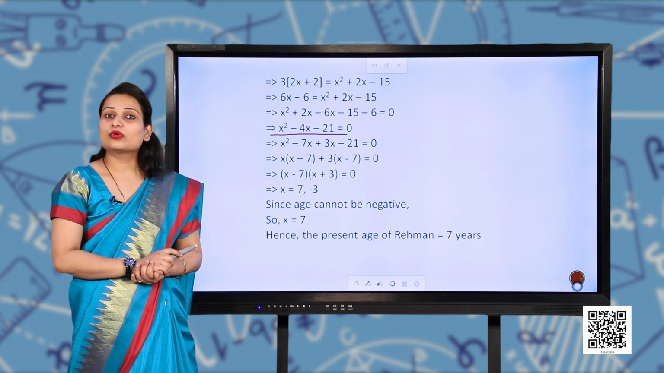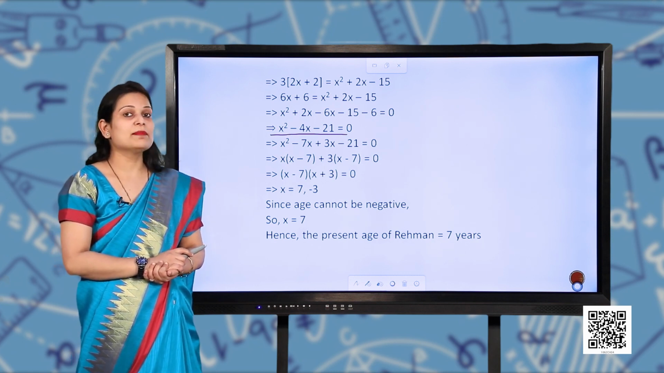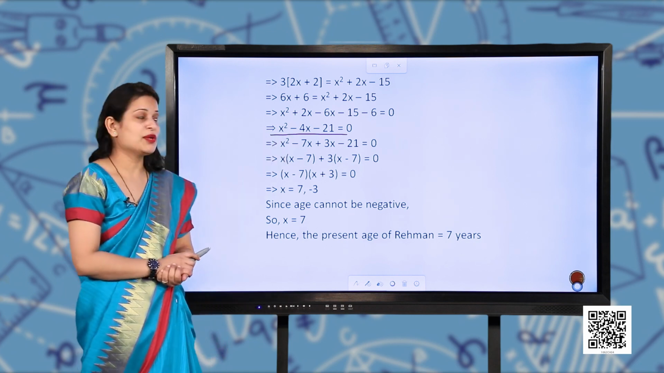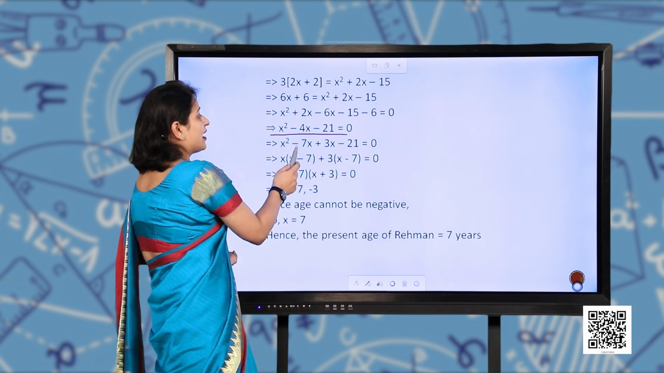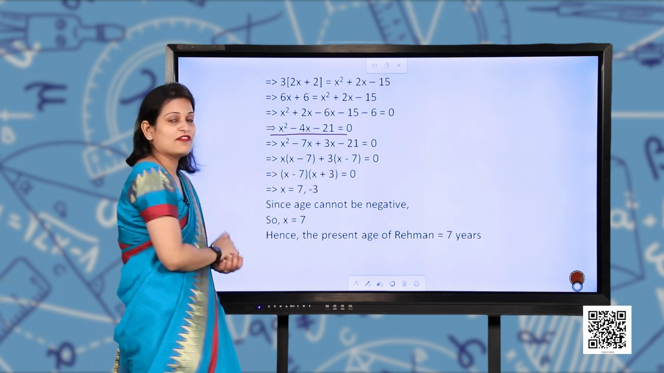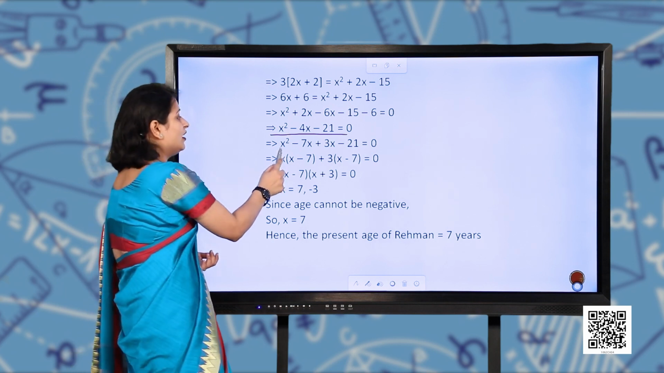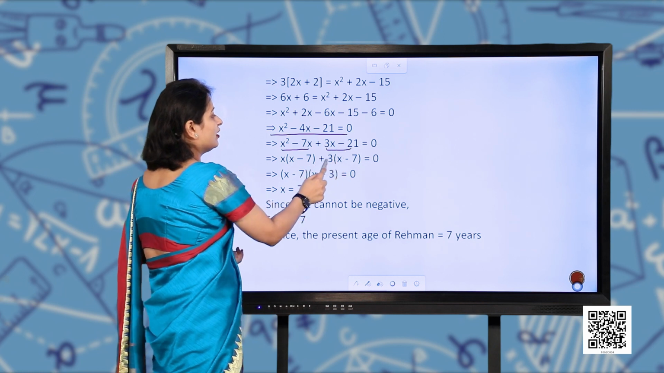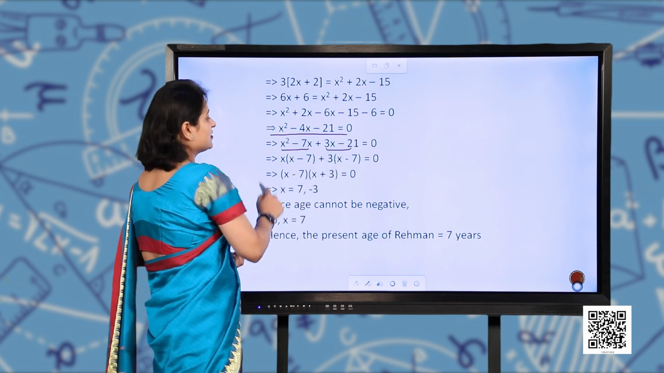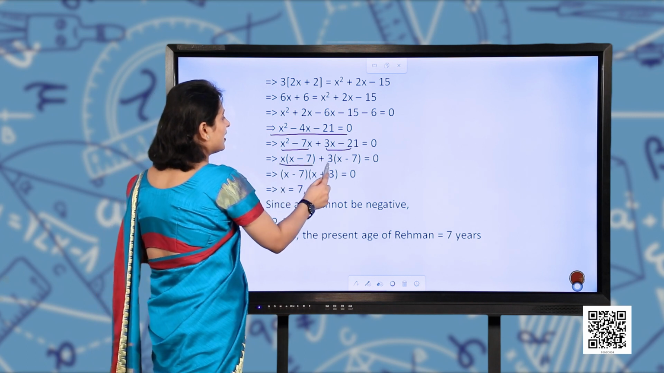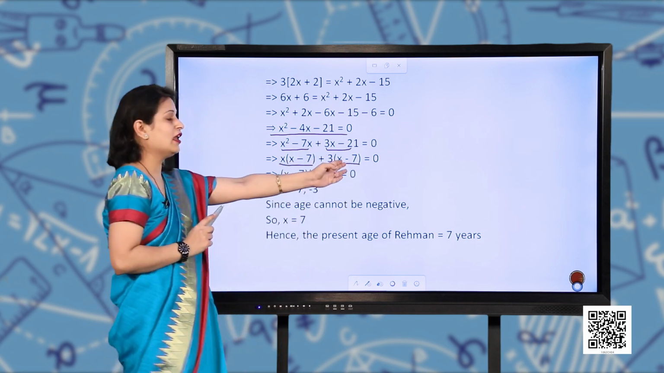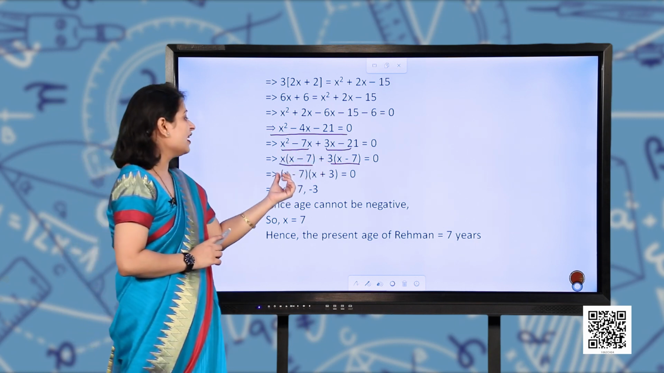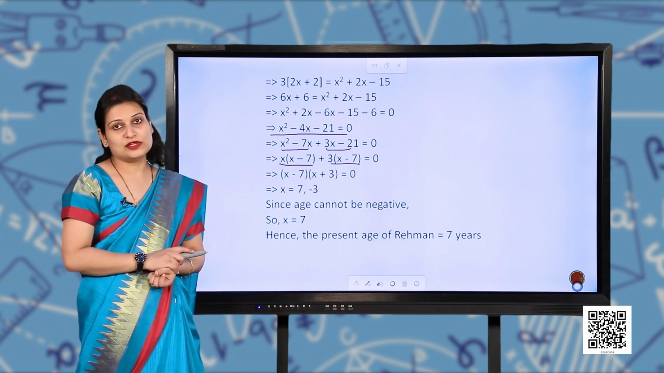As you know how to find the solution of a quadratic equation by factorization, we will solve this equation using the factorization method. So, we will get x square minus 7x plus 3x minus 21 equals 0. You can take x common here, you will get x minus 7, and from here you can take 3 common, you will get x minus 7. As you can see, x minus 7 is common, so we can take it out. We will get x minus 7 and x plus 3 equals 0.